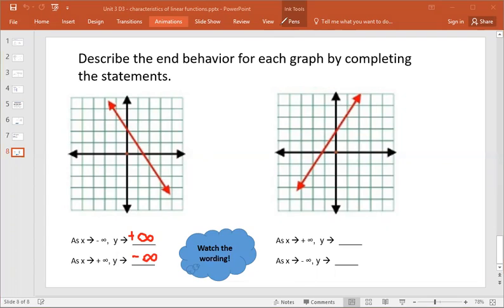Okay, we can come over here to this one on the right. As x approaches the positive infinity, so this time they're starting off going to the right, what's happening to my graph? It's going up, so positive infinity. And the second part, as x approaches negative infinity, meaning I'm going to the left, this graph is going down, so it is going towards negative infinity. You must watch your wording. Okay, there are all the characteristics of a linear function.